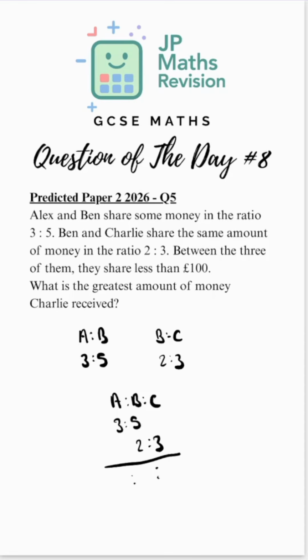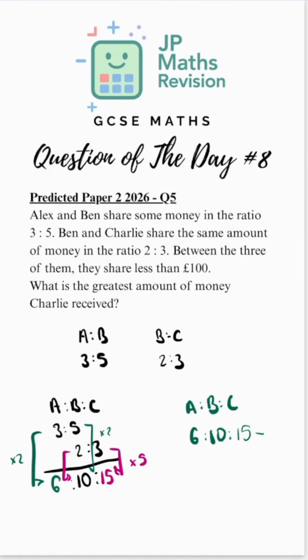So I need a multiple that both 5 and 2 go into, because 5 and 2 are shared by both of them. So 5 and 2 both go into 10, so I'm going to put 10 here. So to get from 2 to 10, I times by 5, so I'm going to do the same thing to this 3, so I'm going to times it by 5, and that's going to be 15. To get from 5 to 10, I times by 2, so to get from 3, I'm going to also times by 2, so 3 times 2, that's going to be 6. So now we have the ratio A to B to C is 6 to 10 to 15.